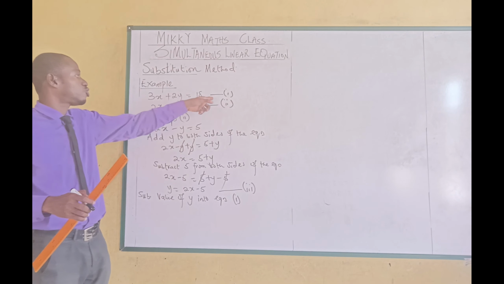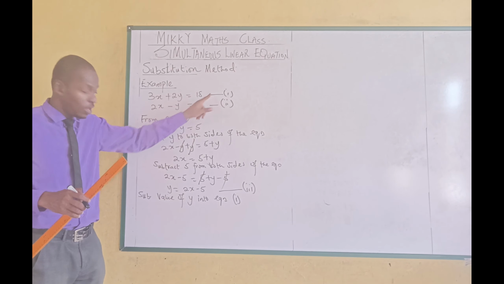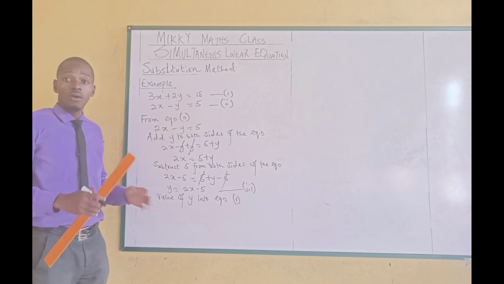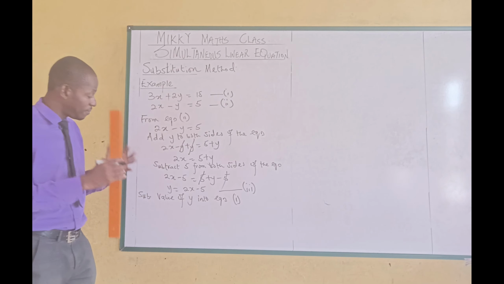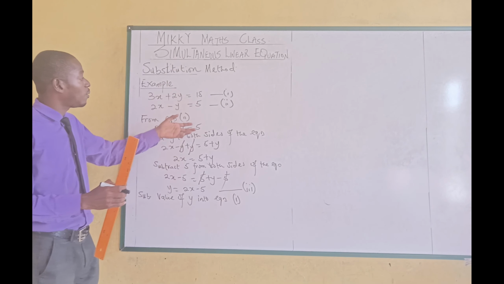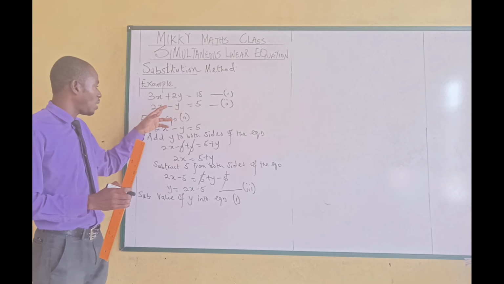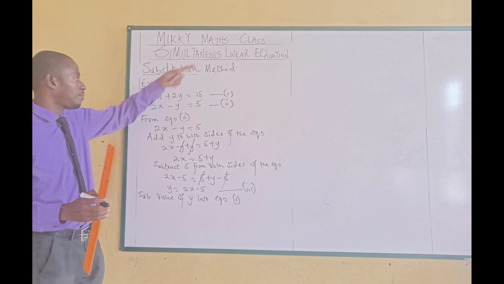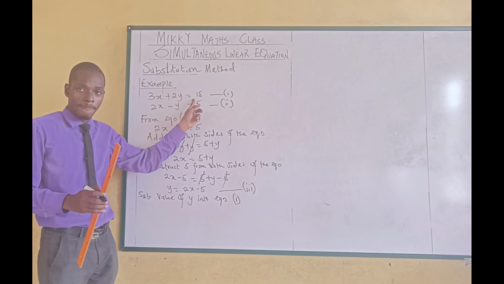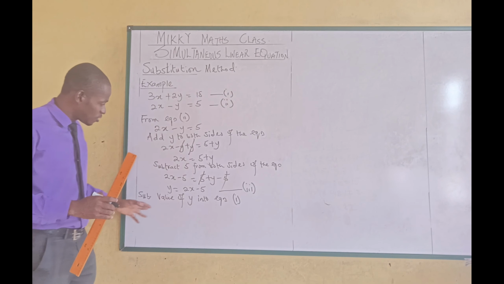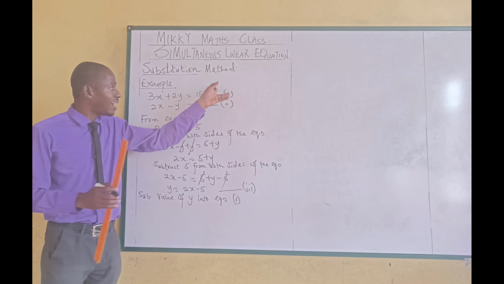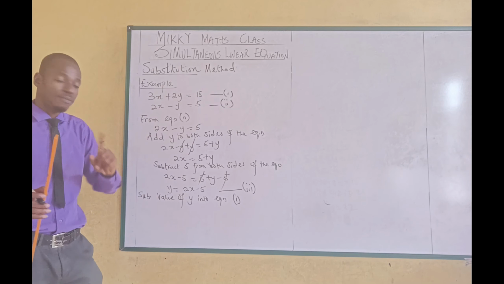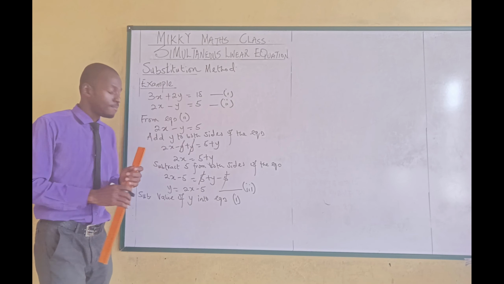Assuming I use equation 1, if I get to this stage, whatever I eliminated or made subject of the formula, for example, if we are making x subject of the formula, the value of x will now be inputted in equation 1. So let's continue. Substitute the value of y into equation 1, because we did not use equation 1 in making the subject of the formula.